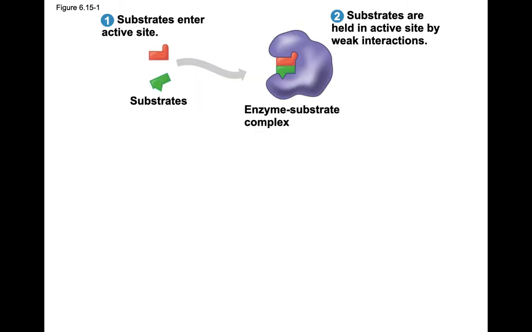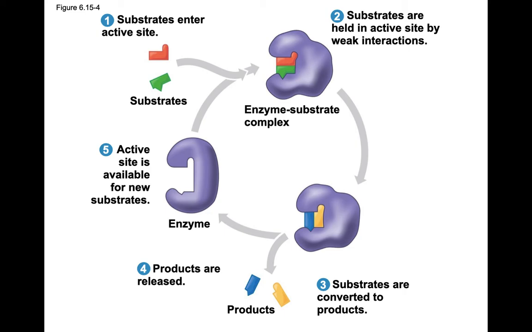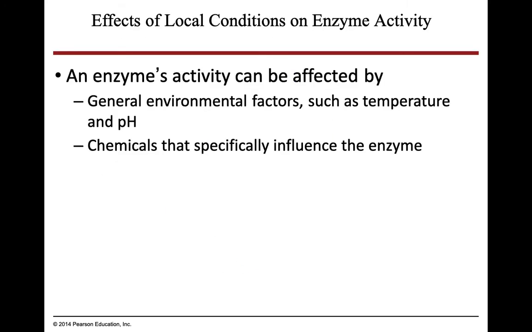The substrate's going to enter the enzyme complex. This is where we might have covalent bonds form, and then the products are released, and this is where we would see the change in delta G. And then we now have the enzyme available for the next reaction to take place.